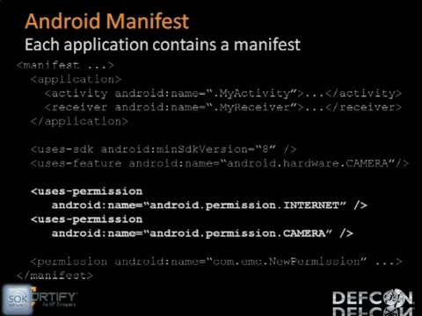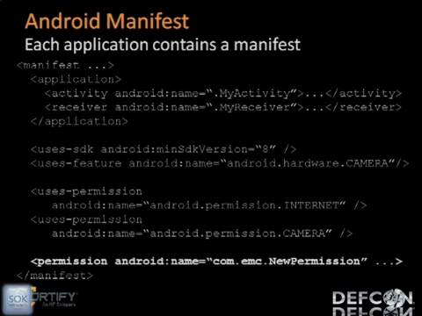Most importantly, the manifest is where permissions are requested. As Katrina said, these are things that are denied or granted at install time. And so here we have this application requesting the internet and camera permission.